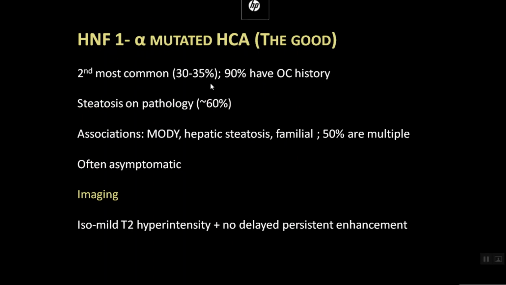Okay, so on imaging, what do you see? Again, you have to remember steatosis, right? So usually it will be mildly bright, it won't be super bright, and there'll be no delayed enhancement. So why am I saying this? Because other types might have delayed enhancement. So there'll be variable enhancement, but it won't be delayed persistent enhancement, and there'll be fat. So there'll be a T1 bright lesion with intralesional fat.